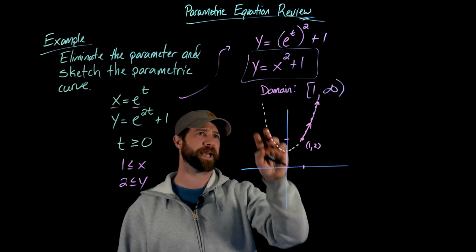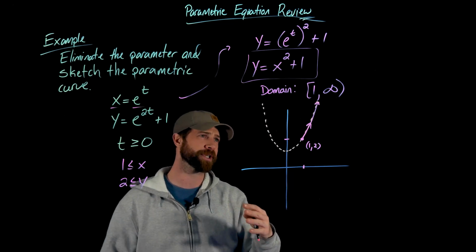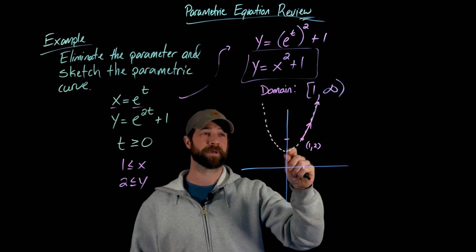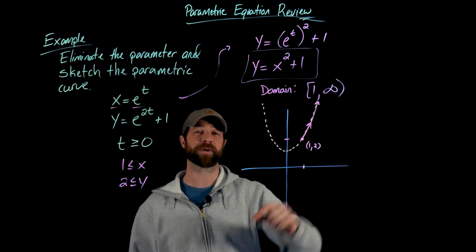And importantly, just to say again, this dotted line I put in was just to give me a framework in which to work. But this dotted line does not appear in the parametric curve. It's just this part of the graph right here.